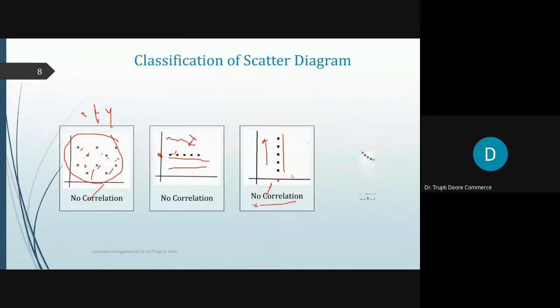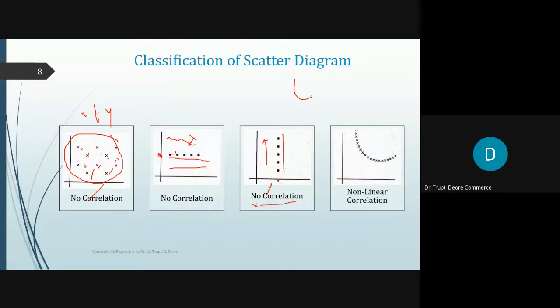And the last one is non-linear correlation. When there is a diagram like this or like this, it is not a linear format. Linear means exactly this one or this one. It's a curve diagram. So a curve means it is a non-linear correlation. There is a correlation, but it is non-linear. So these are the types of classification of a scatter diagram.